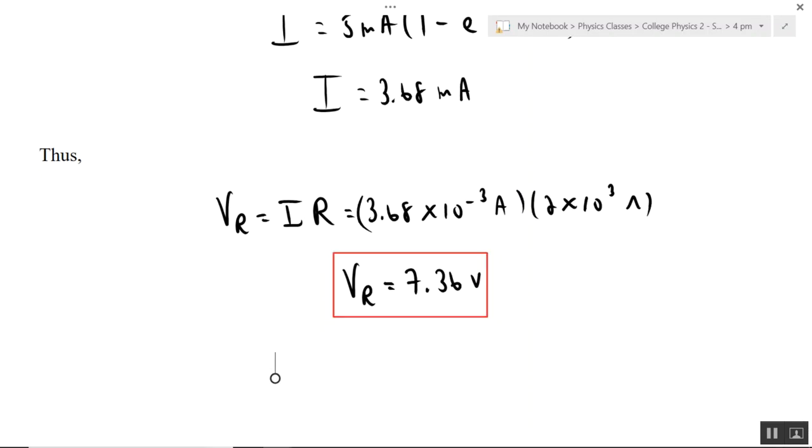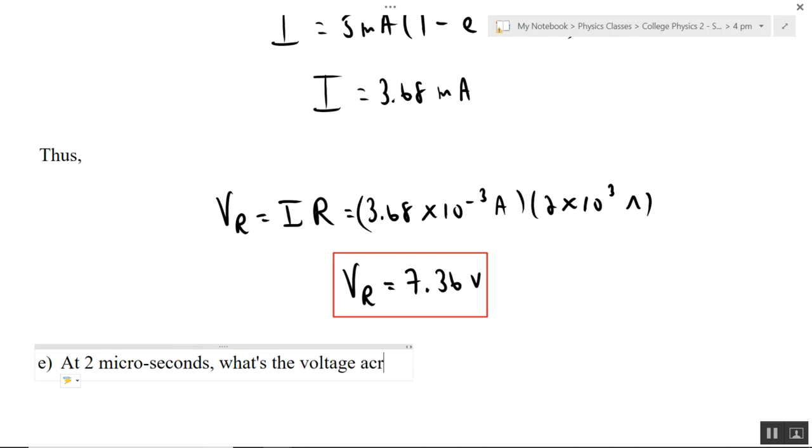The last part with the battery is this. Okay, so at 2 microseconds, what's the voltage across the inductor? Now, there is a calculus way. Using calculus, you can find it.